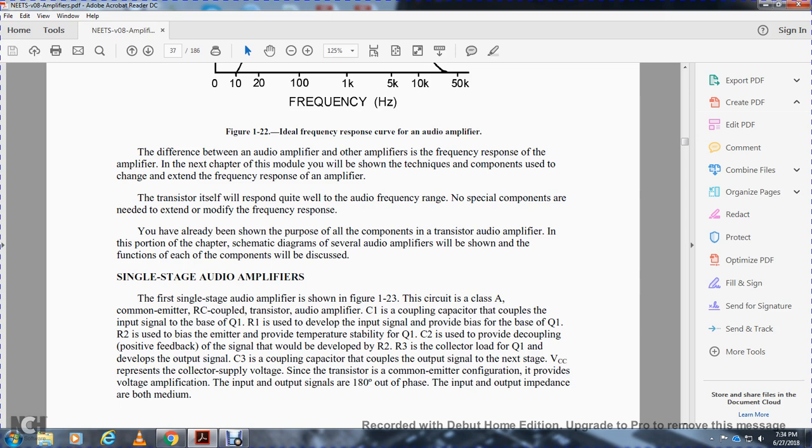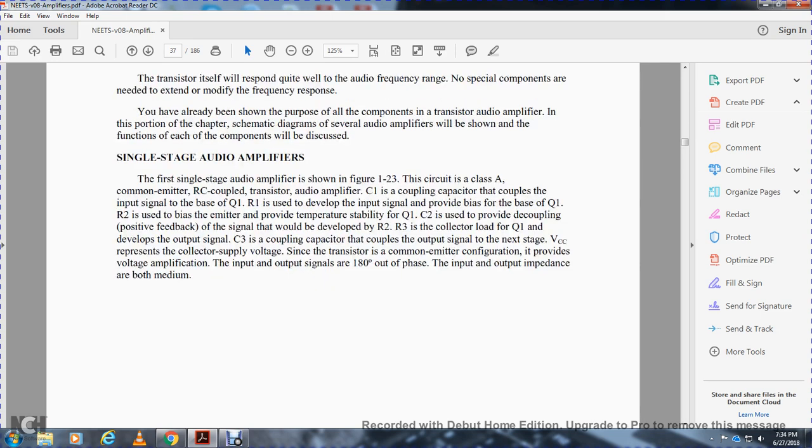The schematic diagram serves several purposes. Audio amplifiers will be shown with their functions. Each of the components will be discussed.